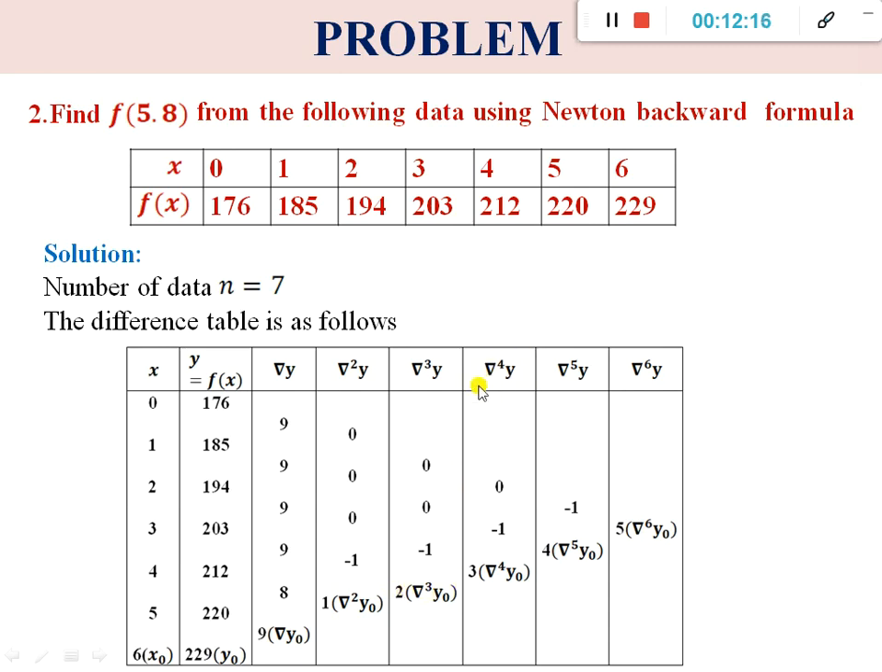Next, the delta power 4 y column. So 0 minus 0 is 0, minus 1 minus 0 is minus 1, 2 minus of minus 1 is 3. So this is nothing but delta power 4 y naught. Let us move on to delta power 5. Minus 1 minus 0 is minus 1, 3 minus of minus 1 is plus 1, that becomes 4. This is delta power 5 y naught. So 4 minus of minus 1 is 5, this is delta power 6. So we are getting the value up to delta power 6.